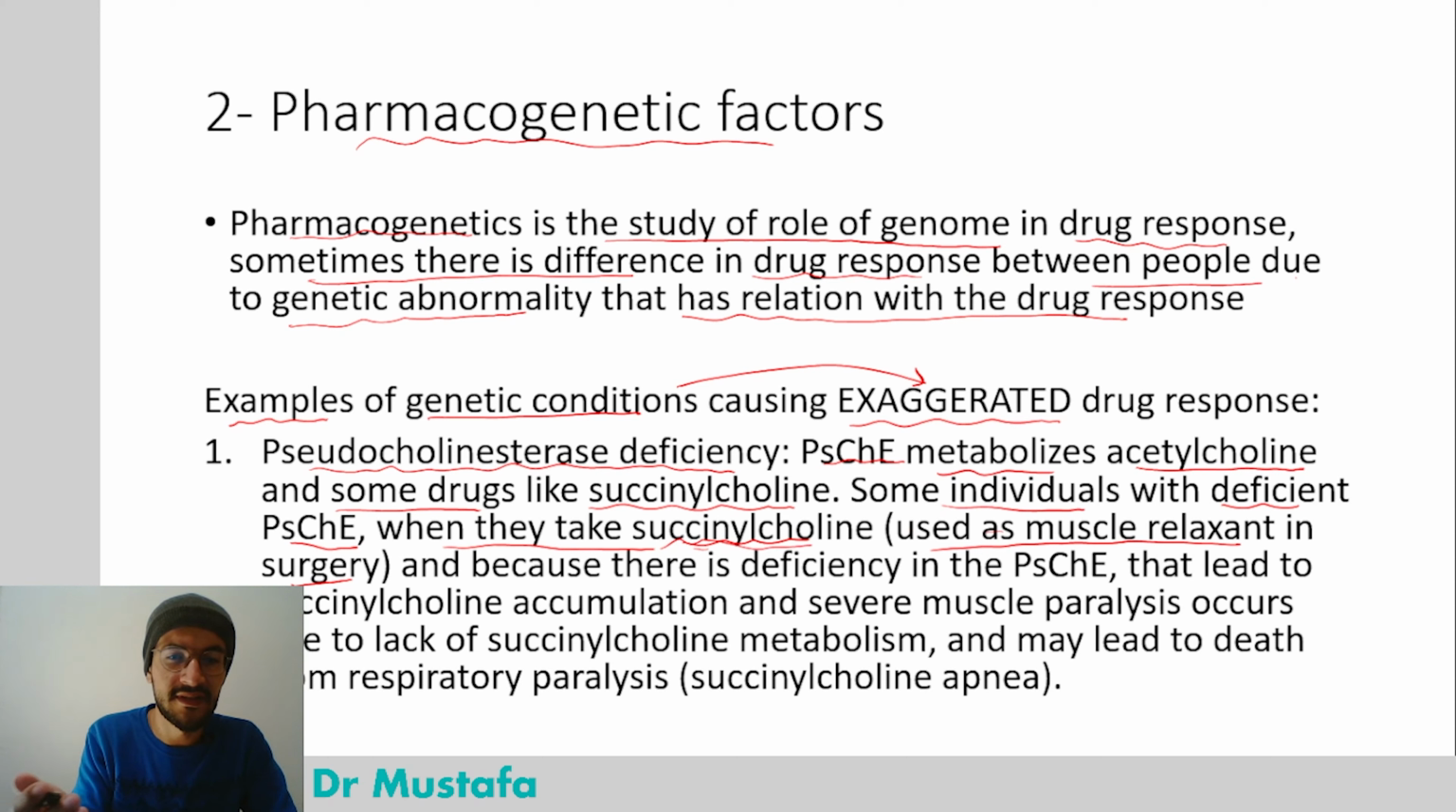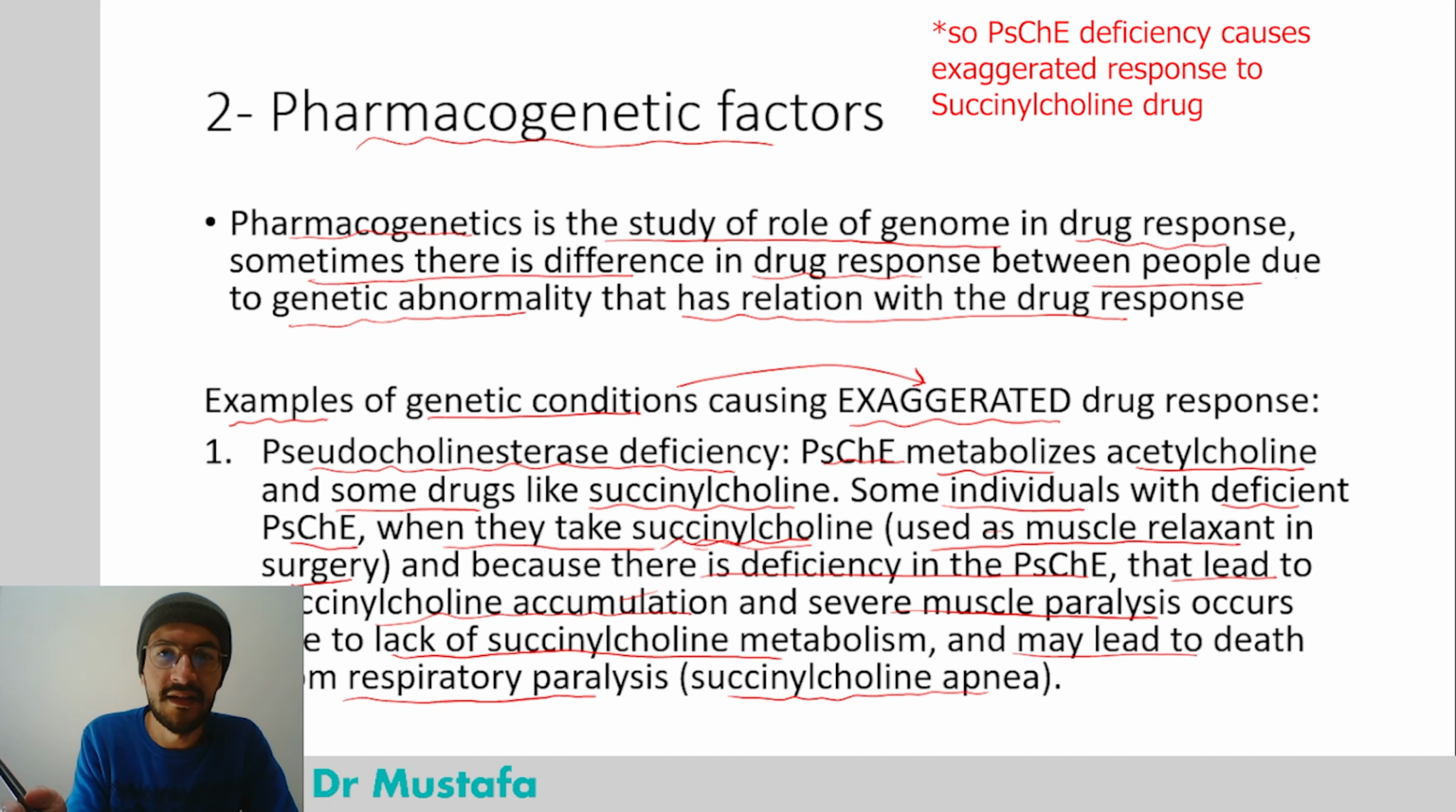So we use it on this person, let's say, and if the person has a deficiency of pseudocholinesterase, this leads to succinylcholine accumulation, because the succinylcholine can't be metabolized by the pseudocholinesterase, which is already deficient. And this would lead to severe muscle paralysis due to lack of succinylcholine metabolism. This may lead to death from respiratory paralysis, which is called succinylcholine apnea. Basically, the succinylcholine would accumulate in the nerve endings and lead to continuous muscle contraction, and this would lead to paralysis of respiratory muscles and would cause death.